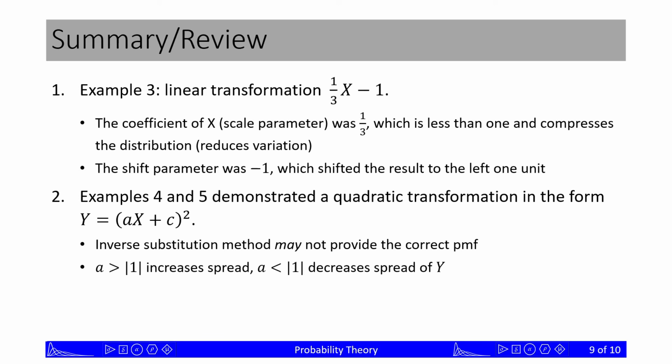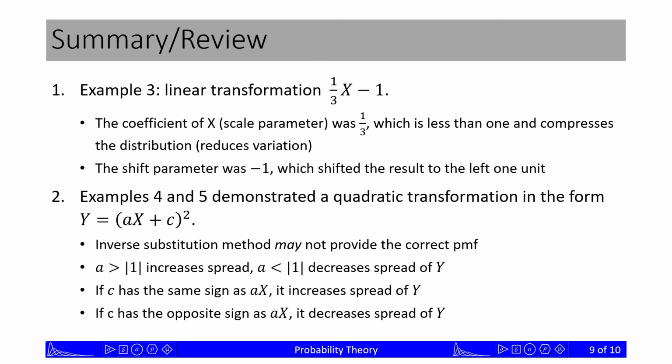Notice that for this form of the quadratic equation, if a is greater than the absolute value of 1, it's going to increase the spread. But if a is less than the absolute value of 1, it decreases the spread. If c, the constant, has the same sign as a times x, it increases the spread of y. But if it has the opposite sign of a times x, then it decreases the spread of y. So the effect of the constant c depends on the sign not only of itself, but also the sign of a times x.